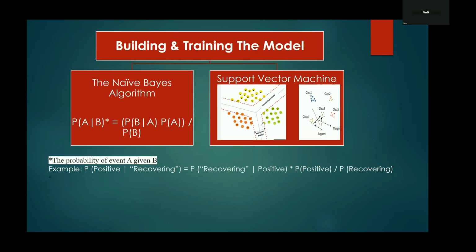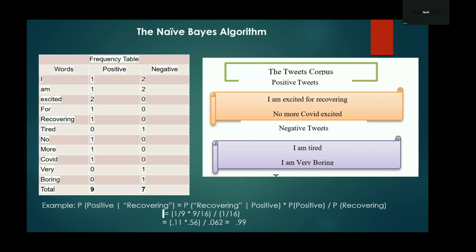Afterward, the tokenized texts are ready to be trained with the algorithms or classifiers. From supervised learning, we have two algorithms: the naive-Bayes algorithm and the support vector machine. I want to explain the difference between both algorithms in simple words. The naive-Bayes algorithm is basically Bayes' theorem, which is based on probabilities.